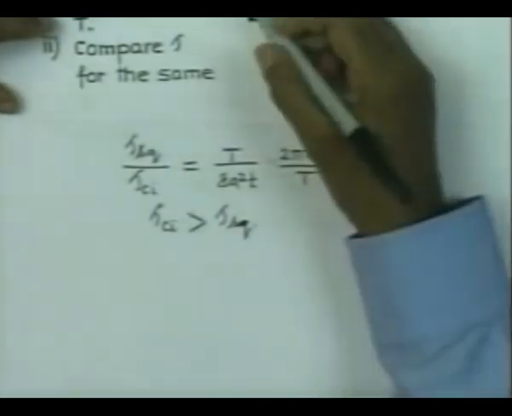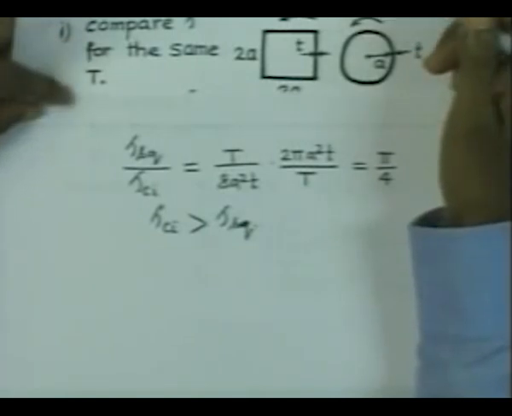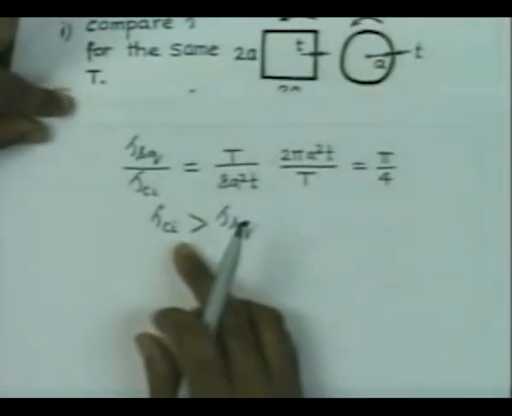The reason is that the length of the boundary in this case is 8a, whereas in the case of the circle it is twice pi a, which is less. So, therefore, the stresses are going to be more in the case of the circle.